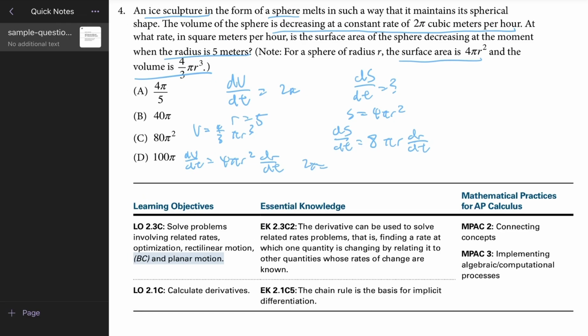2π is equal to 4π times the radius, which is 5, so 5 squared is 25, times dr/dt. And from here, we can say 2π is equal to 100π times dr/dt, so dr/dt is equal to 1/50.